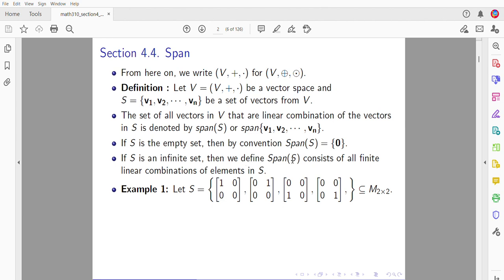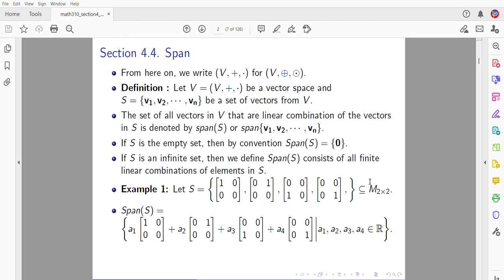Okay? For example, suppose I take a set of 4 matrices, one here, one here, one here, one here. Everybody else is 0, notice. This is a subset of 2 by 2 matrices with real entries. Now what is the span? Well, it is a set. Notice I've written the set symbol, that's important. A1 times this matrix, A2 times the second matrix, A3 times the third matrix, A4 times the fourth matrix, where A1, A2, A3, A4 are all real numbers.